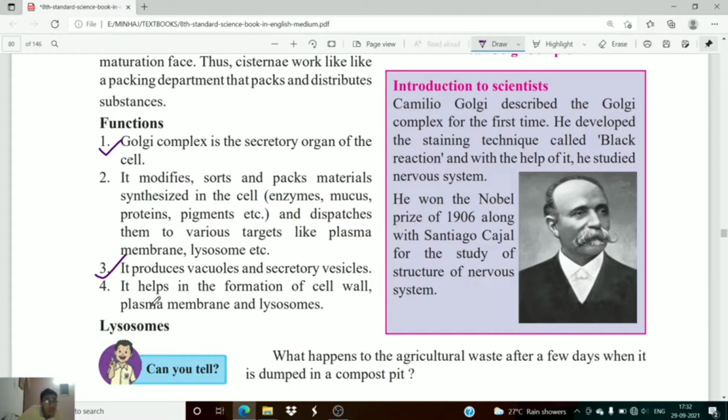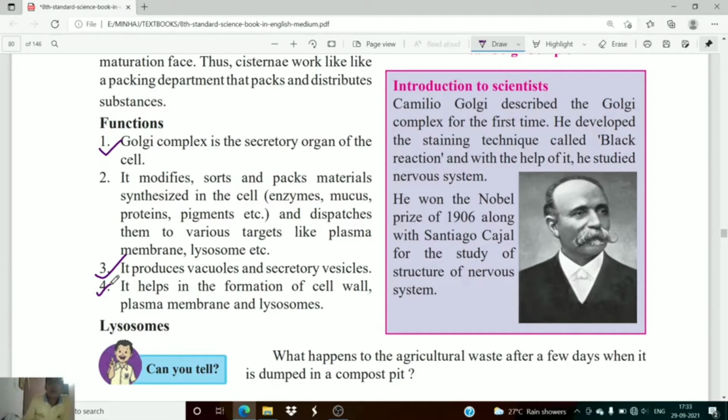Then the fourth function, it helps in the formation of cell wall, plasma membrane and lysosomes. So this is the fourth function, wherein we have seen that Golgi complex is going to help in the formation of cell wall, plasma membrane and lysosomes.